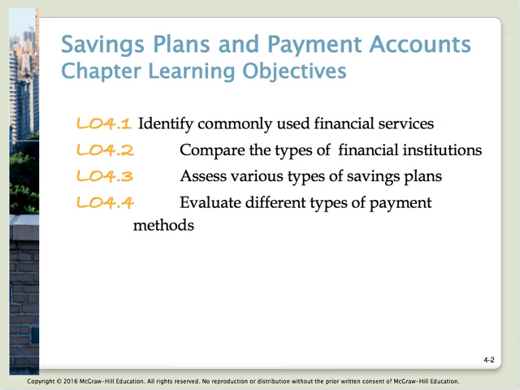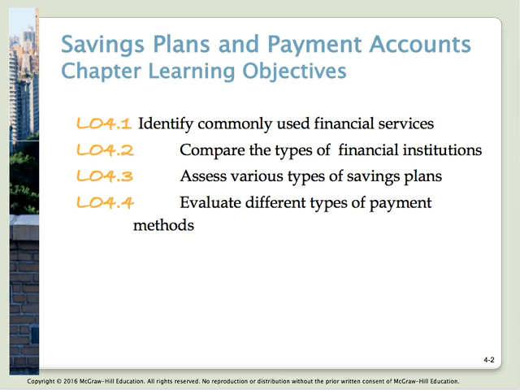Our objective number 2 is to compare the types of financial institutions that you'll be choosing. These include things like your commercial banks, savings and loan associations, mutual savings, credit unions, life insurance companies, investment companies, finance companies, mortgage companies, pawn shops. We want to look at all of these different types and see what it is that they offer, pros and cons.